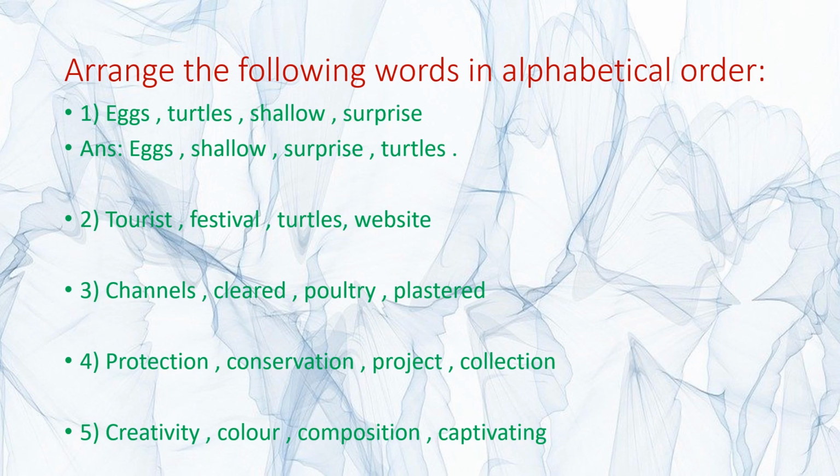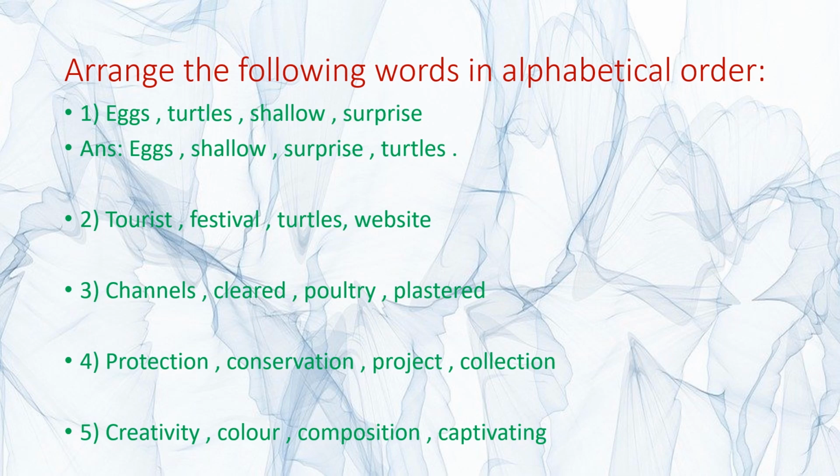Now moving on to the next one, that is tourist, festival, turtles and website. So F is going to come first. So festival, then tourist. So T-O. Now 2 words are there starting with T. So you have to go to the next letter. So T-O will come first. So first is festival, then comes tourist, then will come turtles, and then the last word is website. So that is the correct alphabetical order.